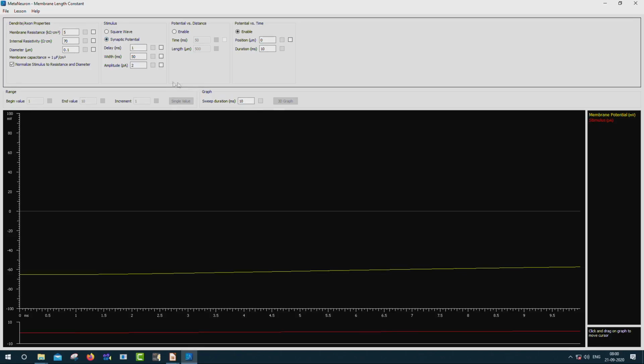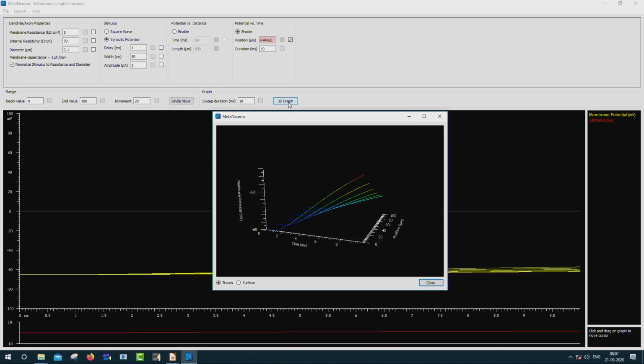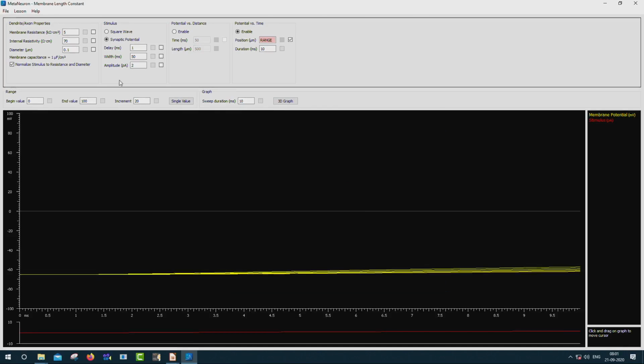Again, synaptic potential. Let's look at a range, and the sweep duration. You can look at a 3D graph. You can see the position, where you're looking at the potential and the time, and then you see the change in the membrane potential.